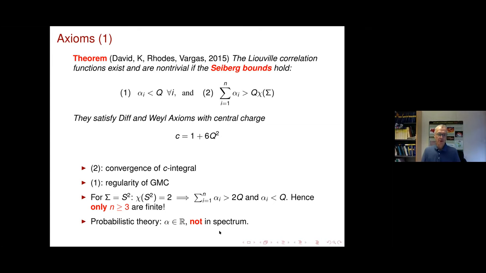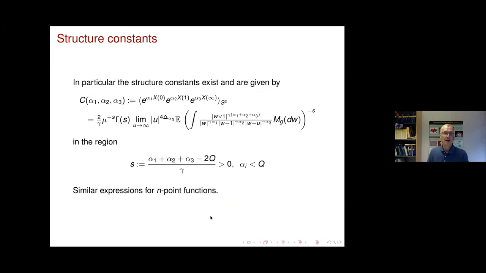And if you remember when I told you what the spectrum of Liouville theory is, these are not in the spectrum at all. Okay, so you might ask, what about the structure constants?